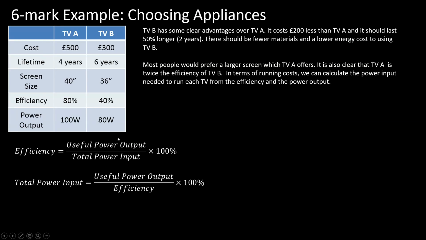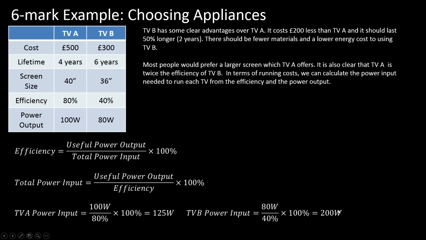And then we take the numbers from the table and we substitute them in. So when we do that for TV A, we have 100 watts from the table power output and we have 80% efficiency. That means our power input is 125 watts. We should always get a larger number for our input than our output, because obviously that means 25 watts of this is being wasted as thermal energy. Okay, that's where that extra 25 watts has gone. And for TV B, we get a power input of 200 watts.